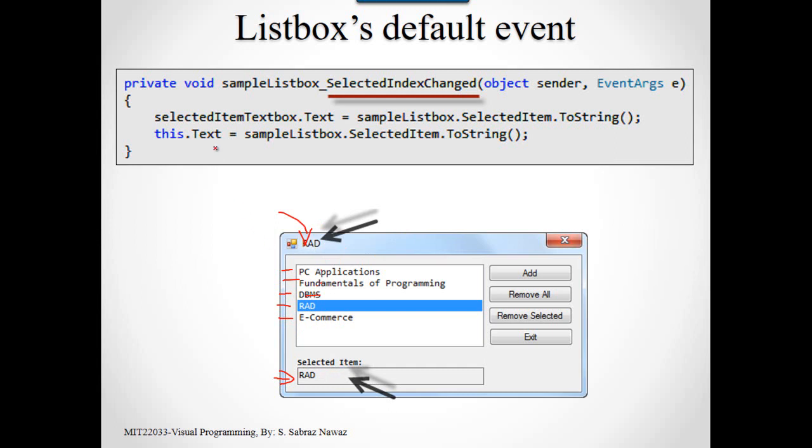So here we are going to give selected item text box, the name of this text box, dot text equal sample list box dot selected item to string. Since it's a collection of items, you have to convert it to a string value, otherwise you can't assign it to a text, right? So that's why we have given the to string conversion method. Also this dot text means the form. So the form's text property is going to be set to the sample list box selected item to string. Okay, so the same code is given here, right? That is how we work with list box.